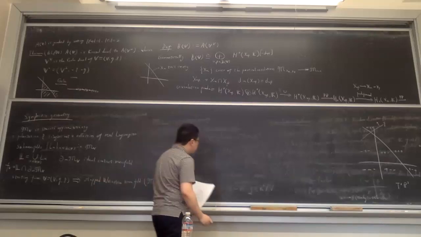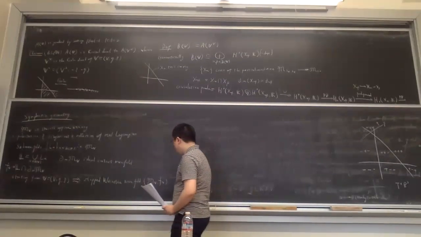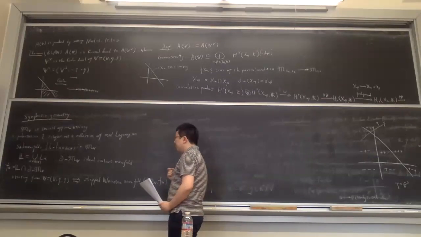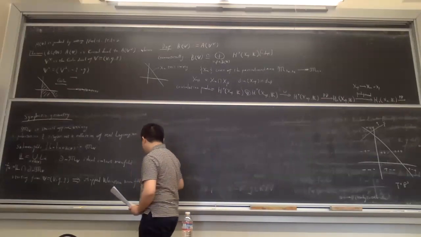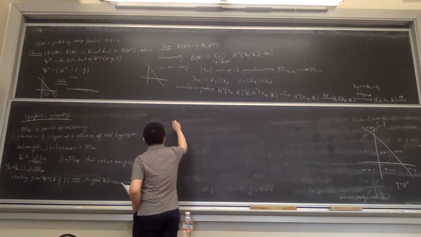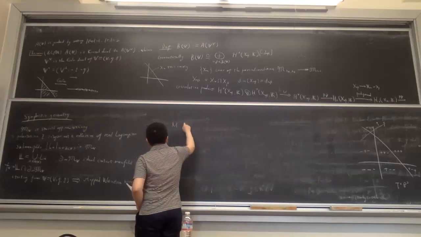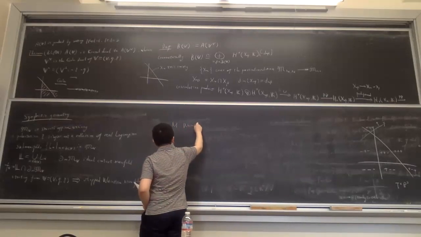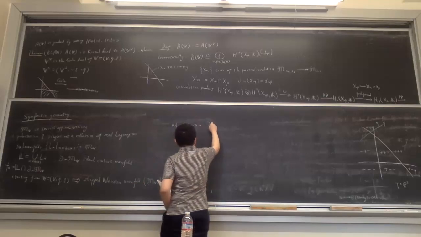A stopped Weinstein manifold is a Weinstein manifold with an additional Legendrian submanifold on the boundary. So originally you have a Weinstein manifold, and you can take its ideal boundary.